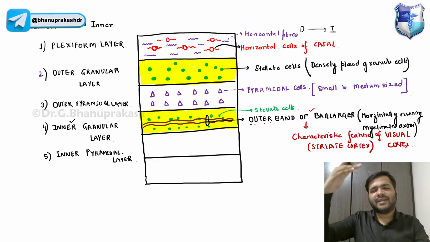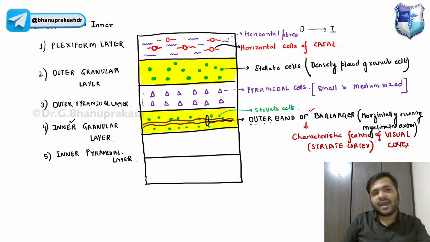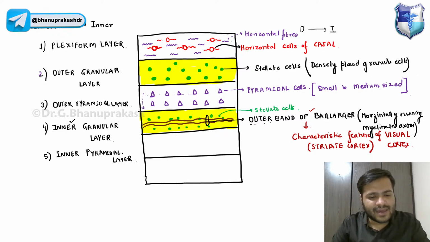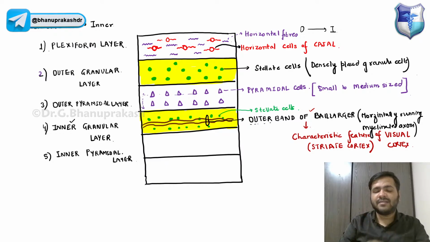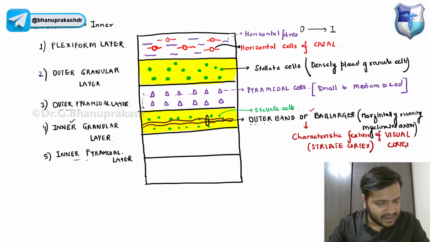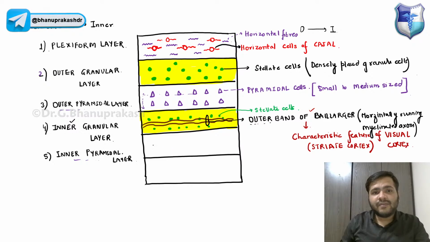As soon as you go deep, the size increases. So the outermost part will have small cells, then as you go deeper you'll find medium, and the size increases. Now, coming to the fifth layer, you already know it is the inner pyramidal layer. Obviously, this layer is much deeper than the outer pyramidal layer, so the size of these pyramidal cells will be increased.